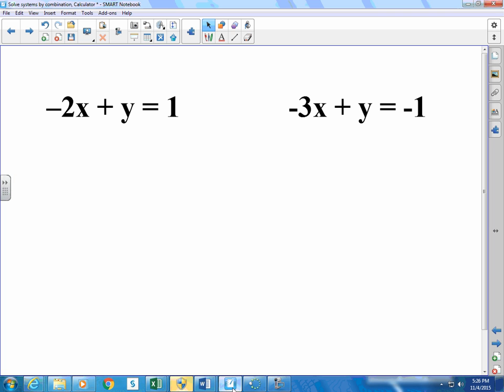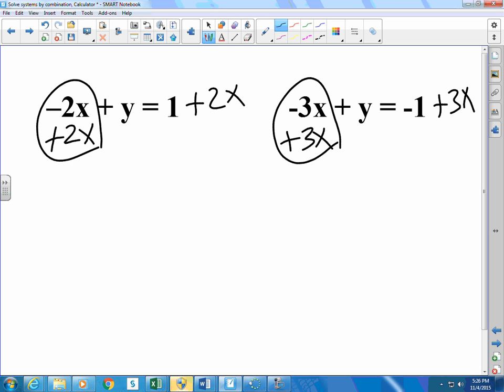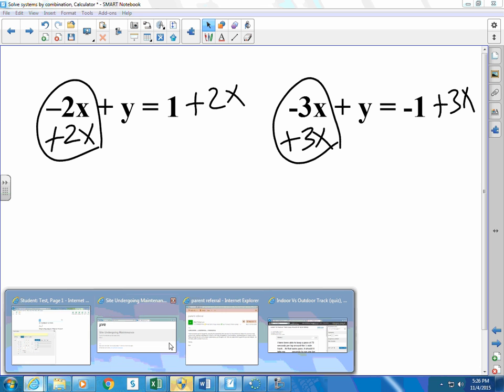So back to this one. Let's go ahead and solve those two for y, and then we can graph them real easy. So if I add 2x to this one, then I have y equals 1 plus 2x. And if I add 3x to that one, then I have y equals negative 1 plus 3x. So now I can go ahead and enter y equals 1 plus 2x. Back to my calculator.